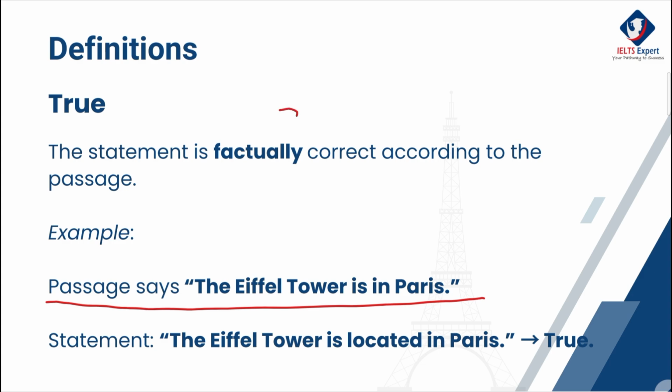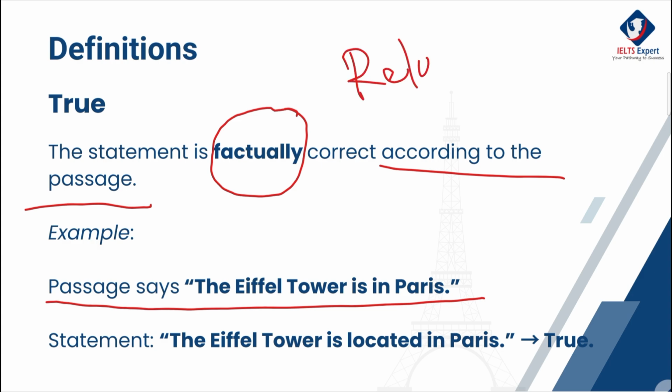So I already said the statement should be factually correct to decide true, right? If the statement is factually correct according to the passage, remember, it should be according to the passage, not according to your outside knowledge. You can't depend on outside knowledge to decide whether the statements are true, false, or not given. You have to rely on the passage, right? If you look at our example passage, the passage says the Eiffel Tower is in Paris.